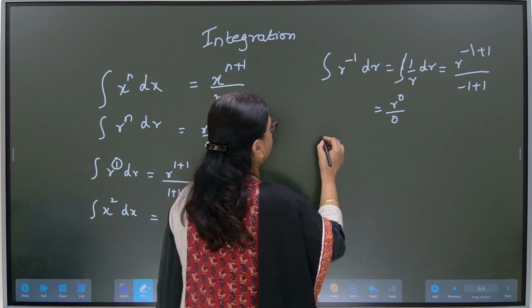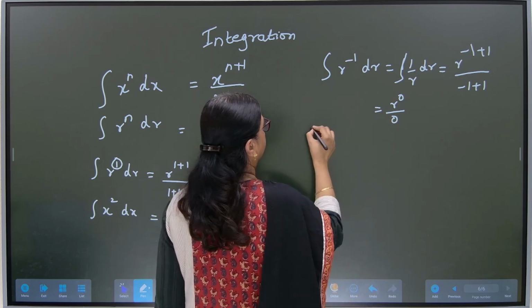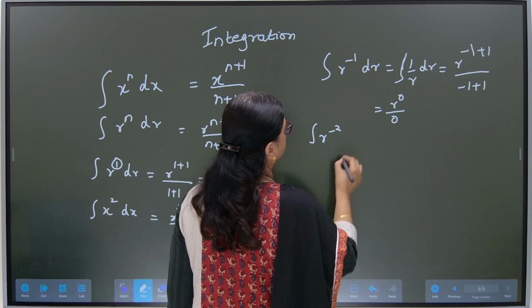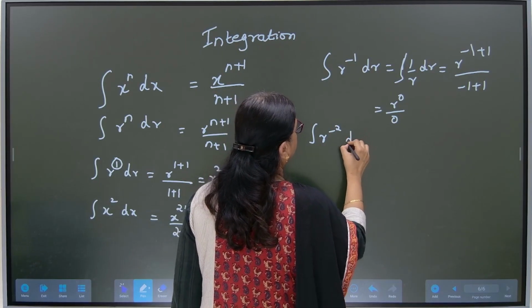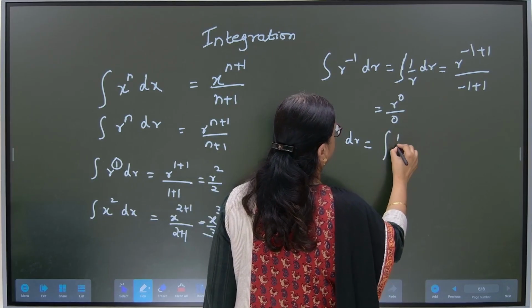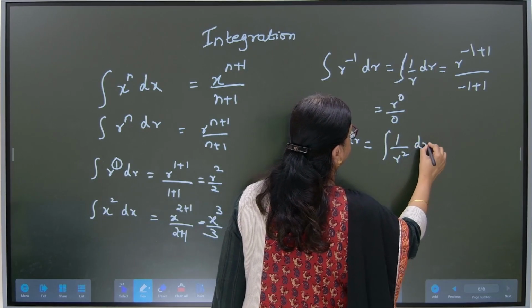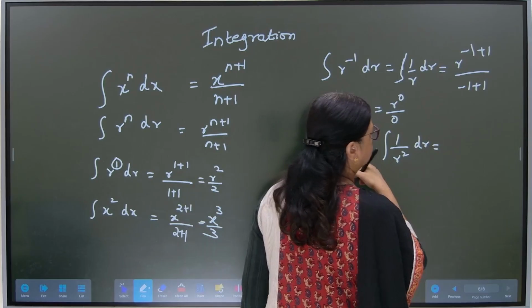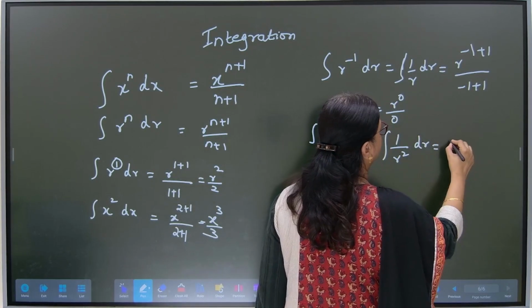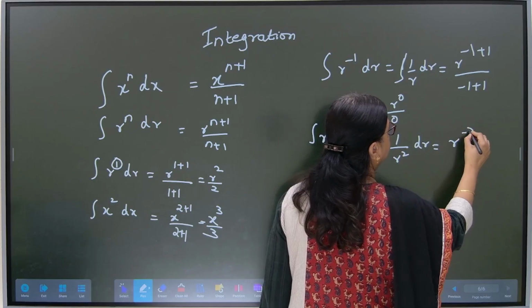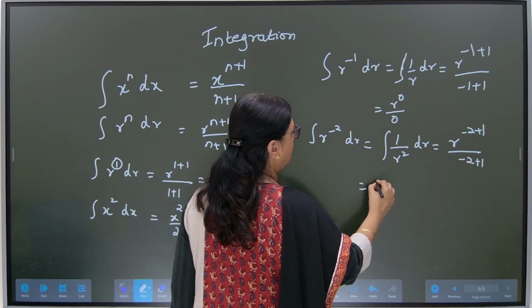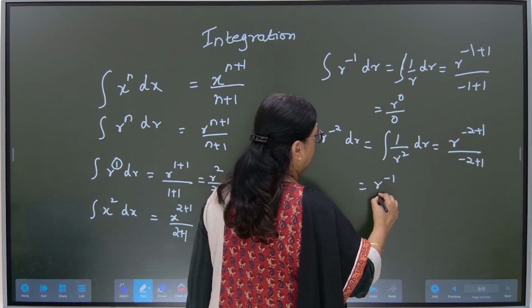Because it is divided by 0, it is undefined. Next, let us take r raised to negative 2 dr. What is my integration here? 1 upon r square dr. Whether this or this, both are the same. What is my trick of doing it? Write the variable, write the power plus 1 upon power plus 1. So what is my answer? r raised to negative 1 by negative 1.